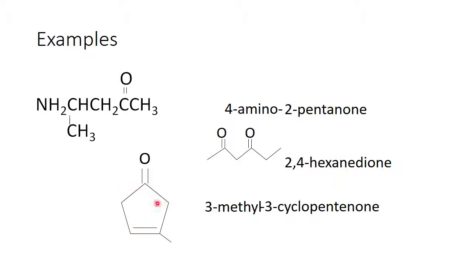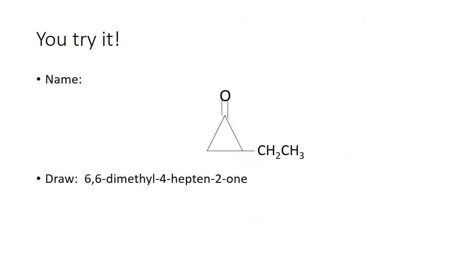If I look at this, you can see the longest chain, of course, is the cyclopentane, but it's an enone. So I'm going to call it cyclopentenone, and because the primary functional group is the ketone, it's number 1 right there. The ene must be on the 3rd carbon, so I call it 3-cyclopentenone, and I choose the lowest numbers that would give me 3-methyl-3-cyclopentenone.